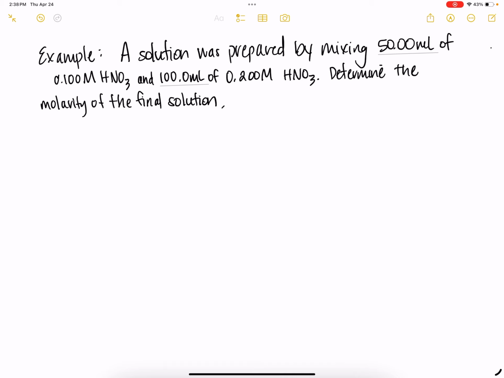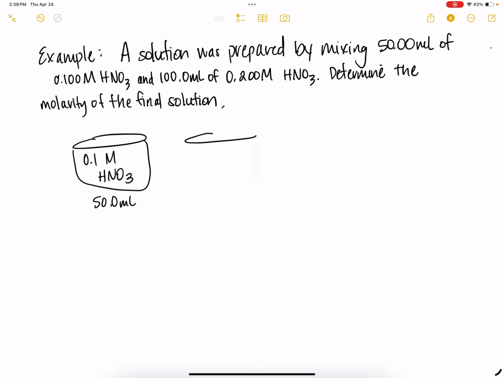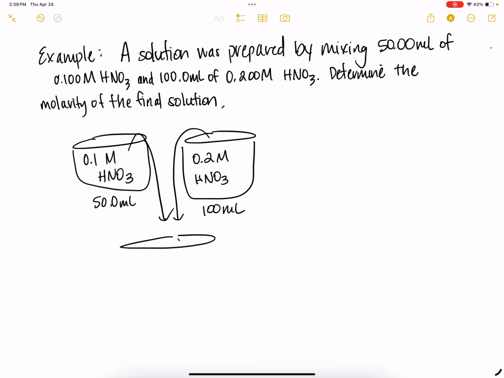So in my first example, and I'm going to draw the picture like I always do, I have a solution that was prepared by mixing 50 mils of 0.1 molar nitric acid with a solution also of nitric acid, but this time it's 0.2 molar, and it's 100 mils. So the question becomes, if we mix these two solutions together, what is the molarity of the HNO3 in this new resulting solution?